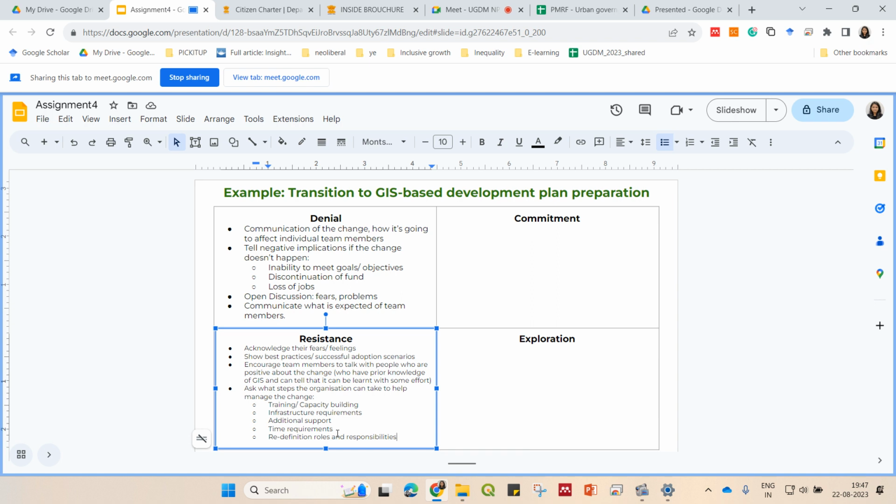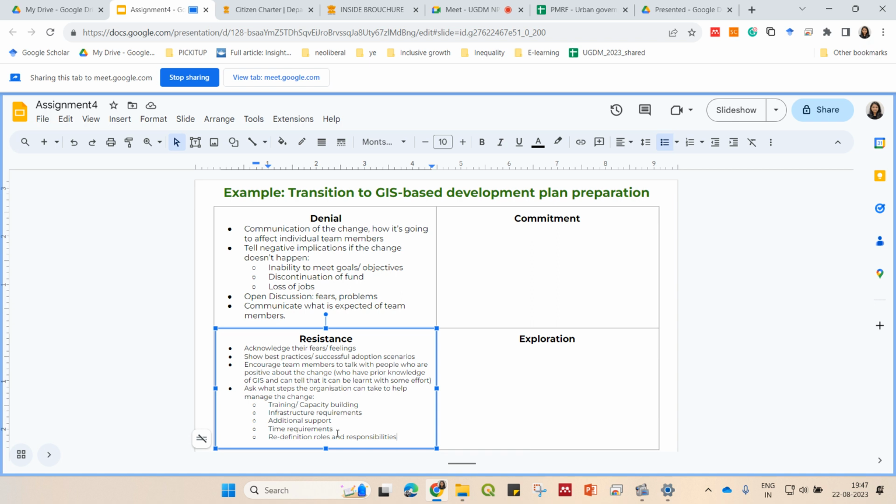So these kinds of conversations you can also have in order to curb the resistance, in order to tell them that their fears will be addressed. You will make time for them, you will provide them with appropriate infrastructure and appropriate support. You will provide the training and all the capacity building that they need in order to move forward with this change.